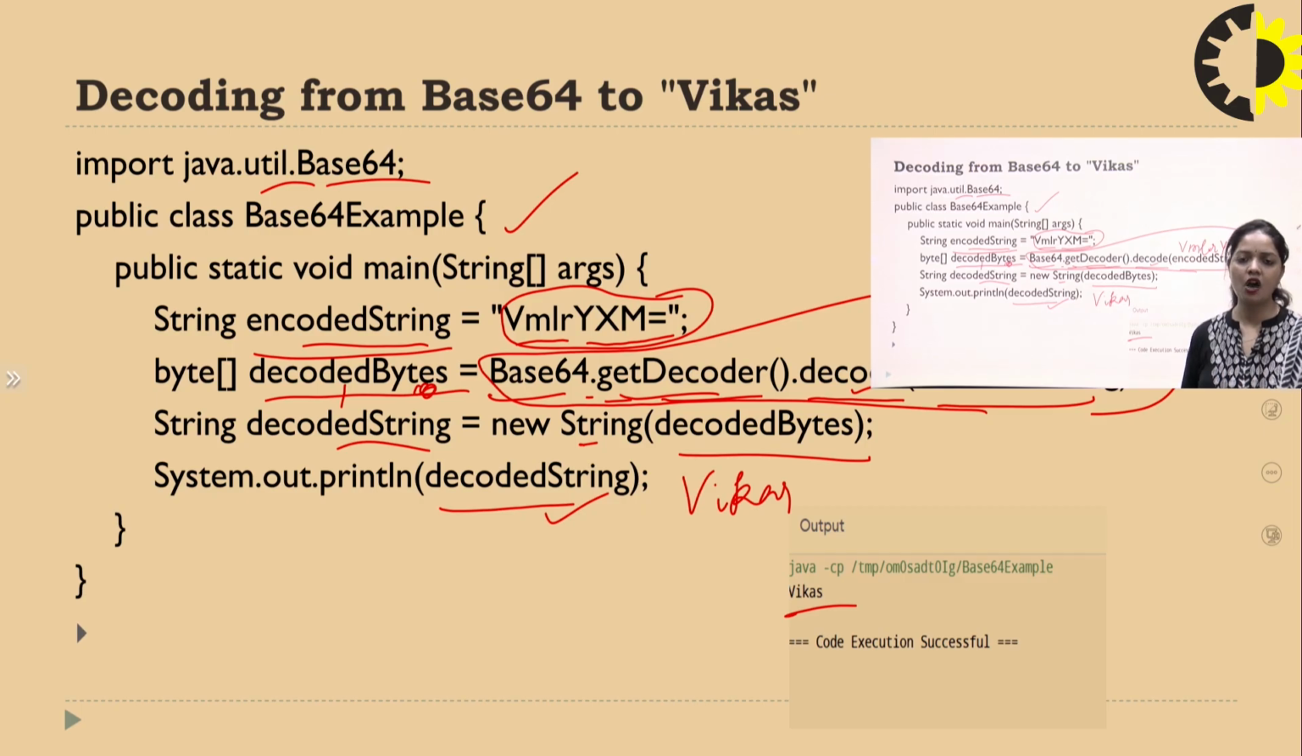So this is the way we can encode and decode strings in Java for secure transmission of data, videos, and text over the network.